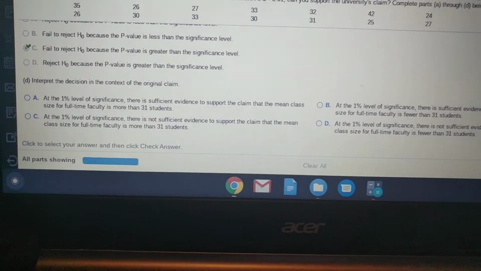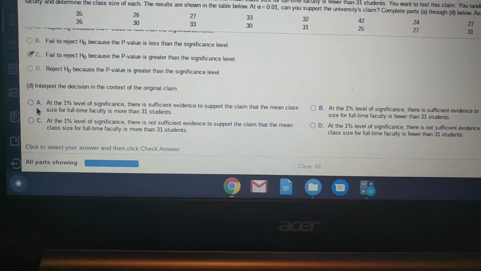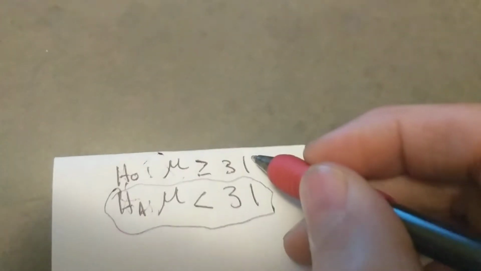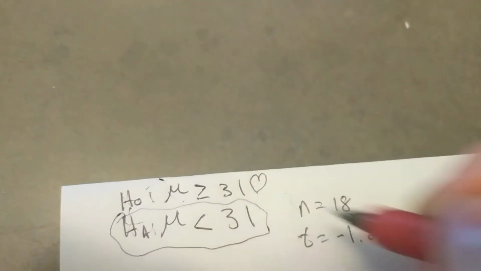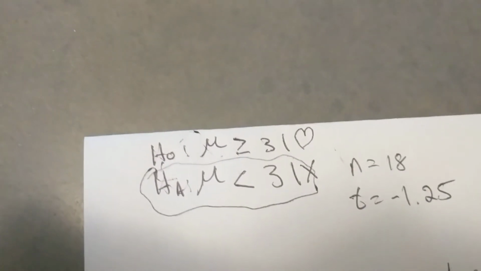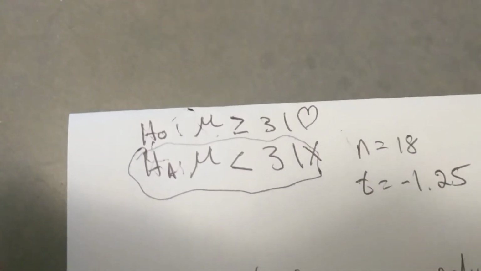Okay, and then we can interpret the decision. So remember, what was the claim? The claim was that class size was less than 31. What did we do? We failed to reject. So we're not going to reject, we're going to fail to reject, we're going to embrace it. That means the alternative. Sounds like the brochure is lying to us.